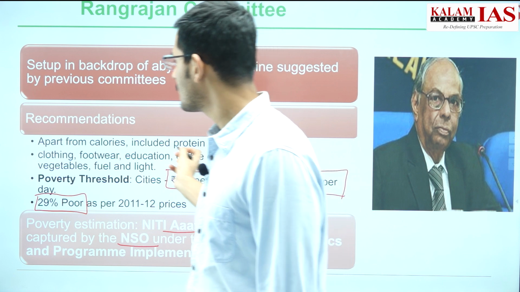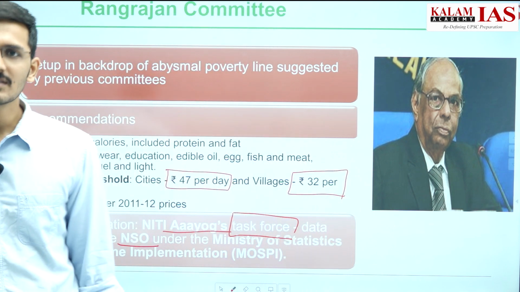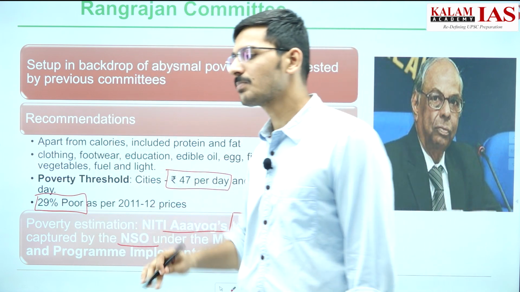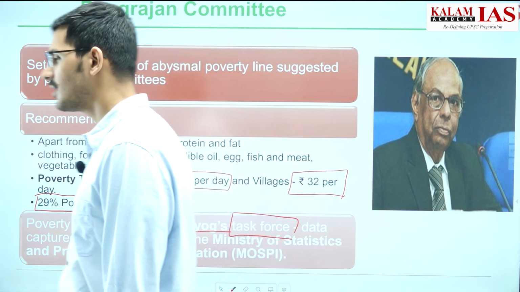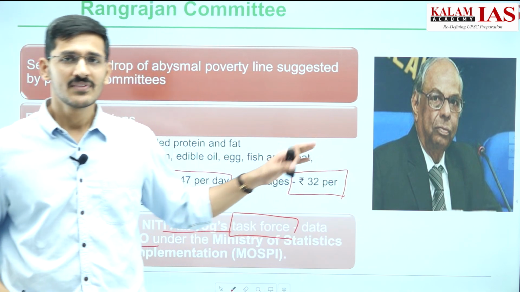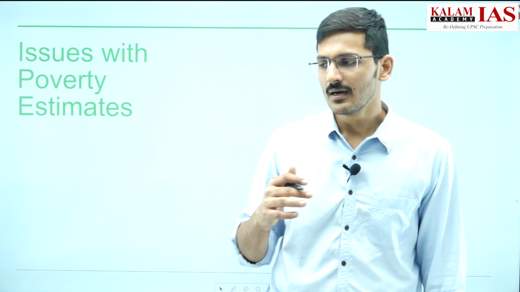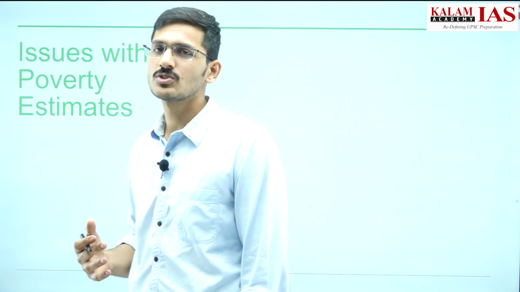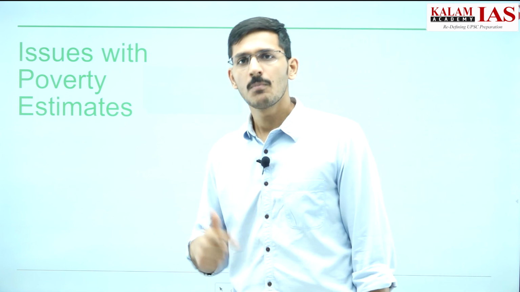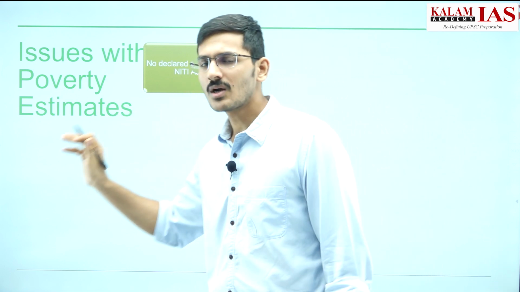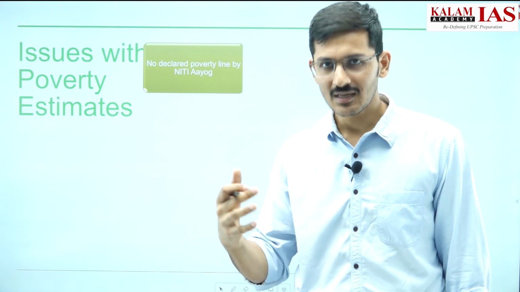So we see the poverty line was defined in 2011-12, and the consumption basket was also defined in 2011-12. The consumption basket has not been changed after that, and the poverty line, 32 rupees per person per day in villages, was also very abysmal. That is a very low poverty line, and it is still being carried forward. All the poverty estimates by the current Niti Aayog CEO were also based on the inflation adjusted poverty line given by the Rangarajan Committee. So what are the issues with the poverty estimates that are being currently made?